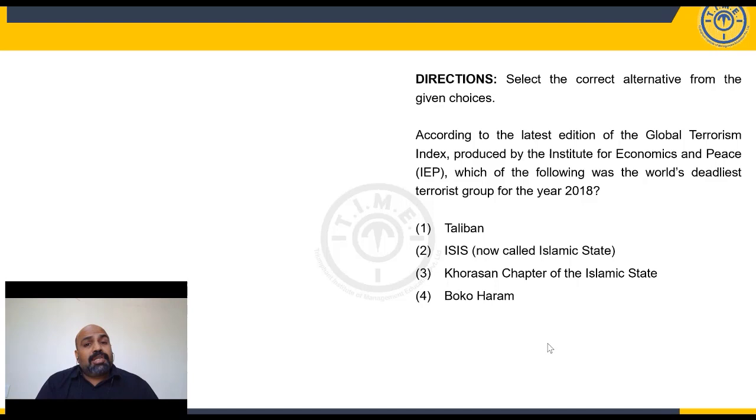Lone, L-O-N-E, wolf, W-O-L-F. Lone wolf attacks are carried out by individuals who are inspired by the radical ideology of the Islamic State. Khorasan chapter of the Islamic State is an organization. This is the area of Afghanistan, Pakistan, India, the Khorasan chapter for these guys. And they want to control India as well. Boko Haram is a Nigerian terrorist organization.